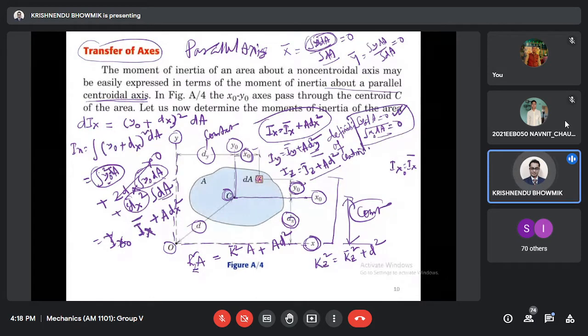This is valid only between two axes, where one axis must pass through the centroid. I should write this word carefully.